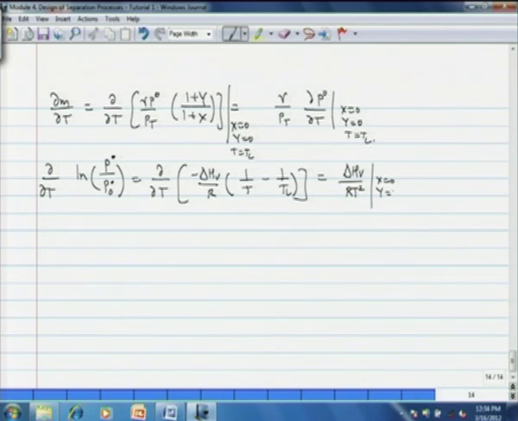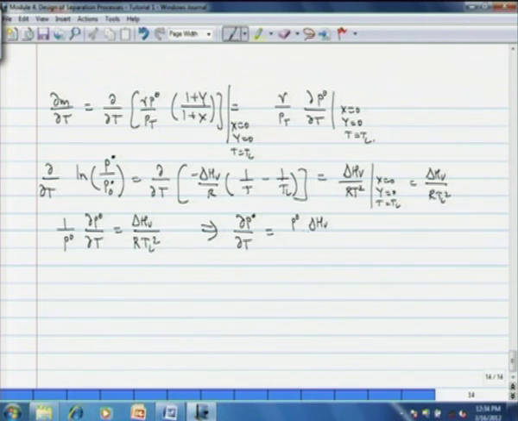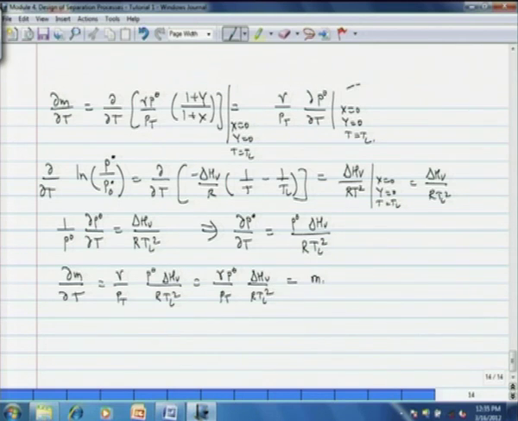at x = 0, y = 0, t = TL, or ΔHv/(R TL²), and the right hand side is nothing but 1/P₀ into ∂P₀/∂T, and this implies that ∂P₀/∂T is equal to P₀ into ΔHv/(R TL²), and that we put here. So ∂m/∂T is γ/Pt into P₀ into ΔHv/(R TL²), or γP₀/Pt into ΔHv/(R TL²), or simply m₀ into ΔHv/(R TL²).